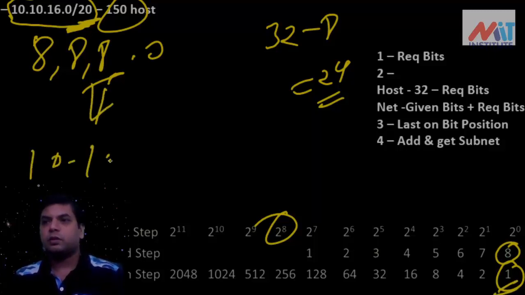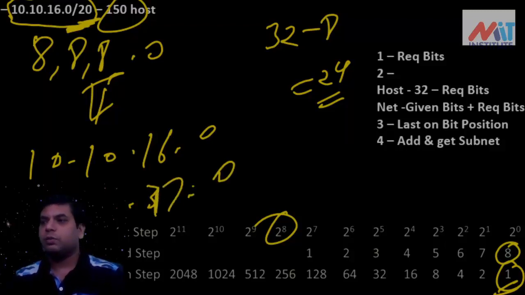So 10.10.16.0, 10.10.17.0. Okay, because we need to add 1 in the third octet. So 16, 17, 18, these will be our network IDs. Broadcast ID will be 10.10.16.255.